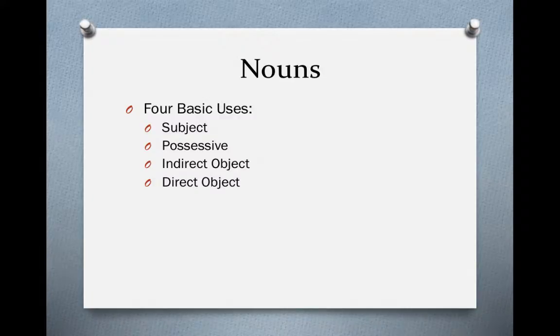A word can function like the subject. Usually it's the main theme or the main idea of a sentence. A word can also be possessive, describing to whom or to what something belongs. An indirect object: to whom or for whom is the action being done. And the direct object: what is the direct recipient of the action, what's being given or what's being done.